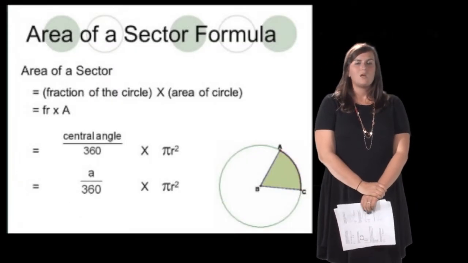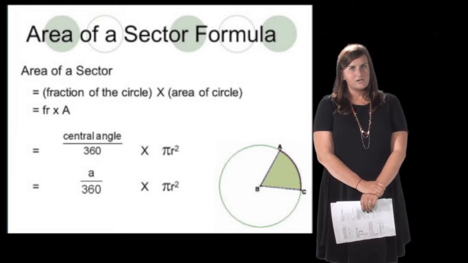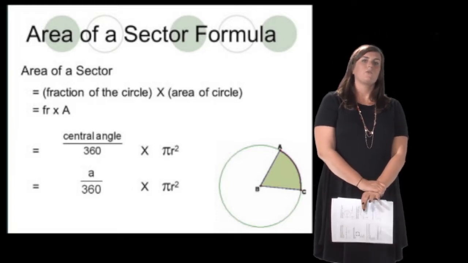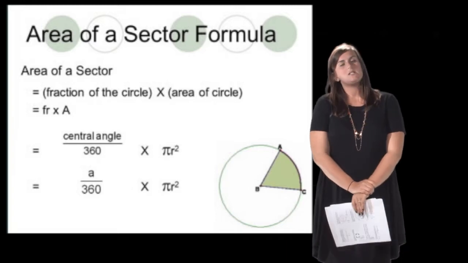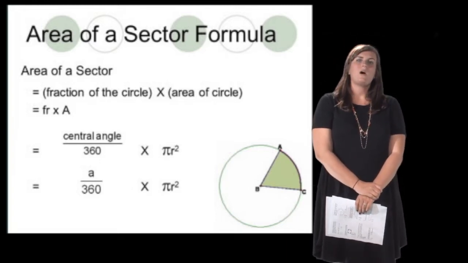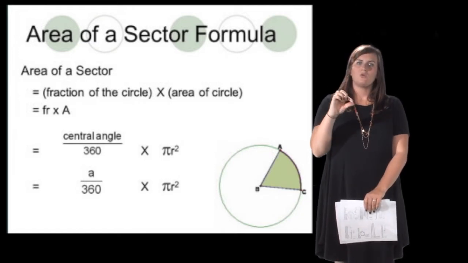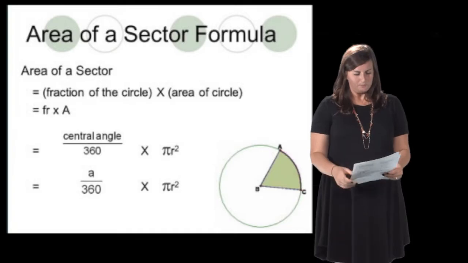The same thing works with sector area. I'm going to take the angle of the sector that I'm given, divide it by 360 or 2 pi, depending upon whether I'm given degrees or radians, and then multiply that by pi r squared. And that'll give me the fraction of the circle of the shaded area.